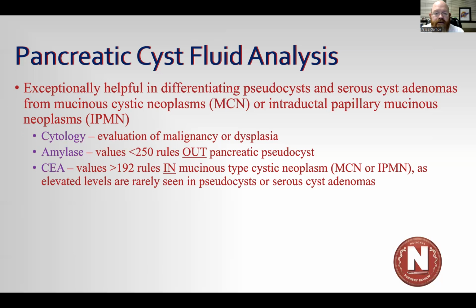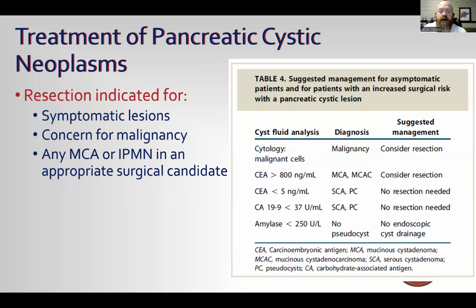CEA levels are more indicative of, is this a mucinous type of cystic neoplasm? This could be an MCN or an IPMN. Both, though, are pre-malignant types of pancreatic cysts. Values greater than 192, if you can remember that specific number, rule in mucinous type cystic neoplasms, as elevated levels are not often seen in pseudocysts or benign serous cystadenomas. And so these are the ones that you want to either monitor more closely or sometimes even recommend surgical excision for. And as you can see from here, this little chart breaks down CEA and amylase.